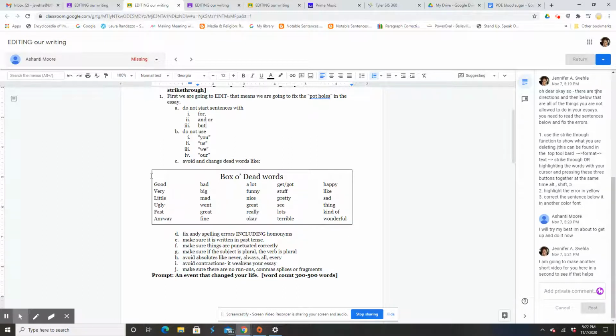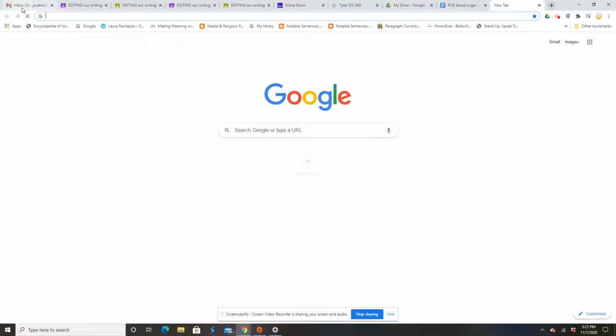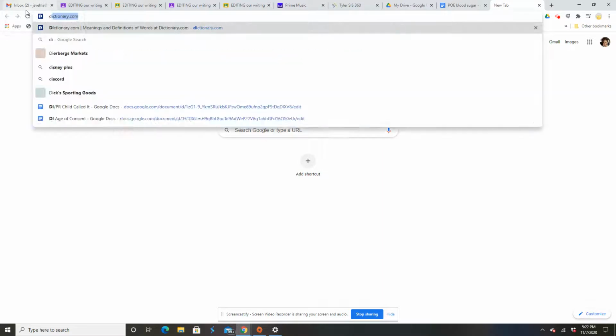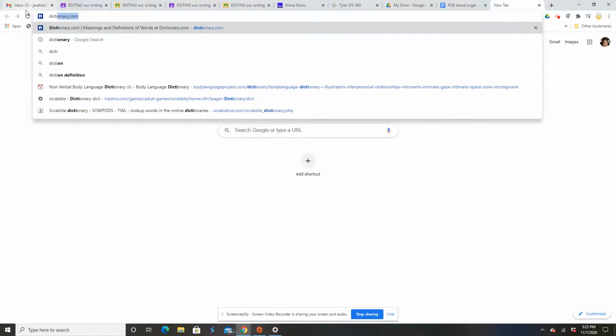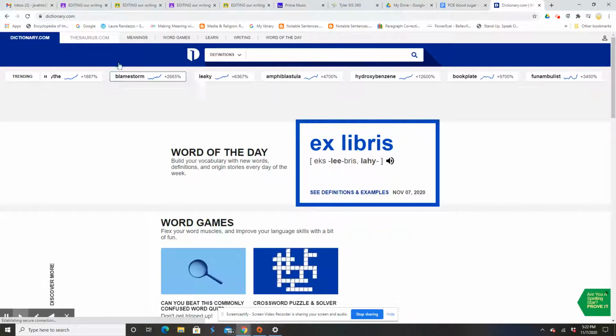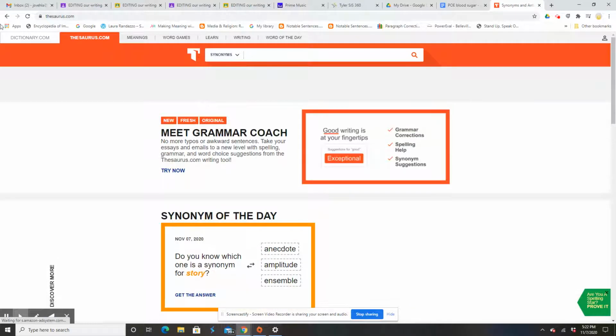And then all of these are dead words. They're words that we use too much. So we need to change those. We need to find better words. So you can use the thesaurus, which if you go up here to your opening where this plus sign is, you can click on that, and then you can type in thesaurus. I think thesaurus is hard to spell, so I just go to dictionary.com, and then up here is thesaurus.com, and I click on that, and it brings up the thesaurus.